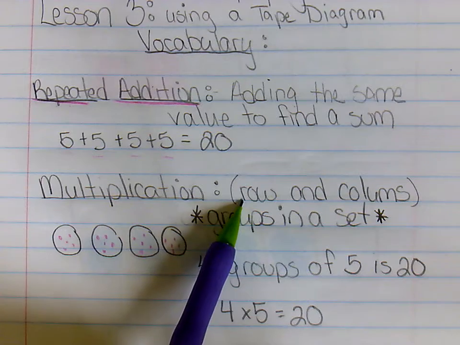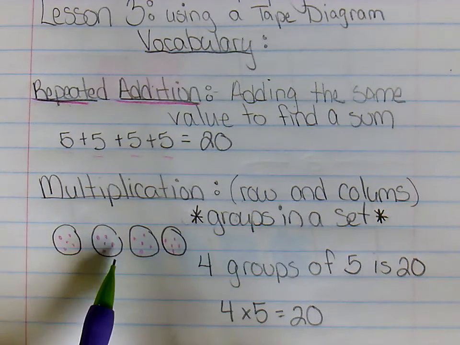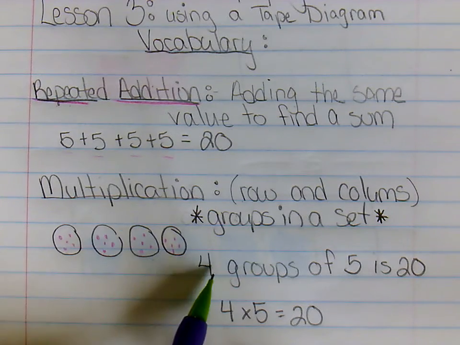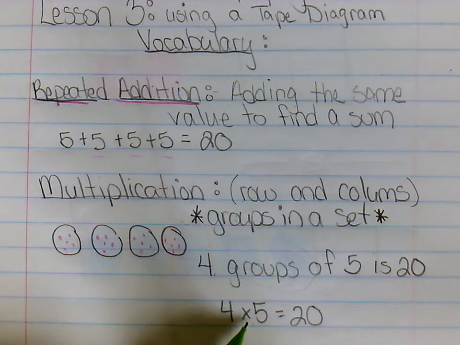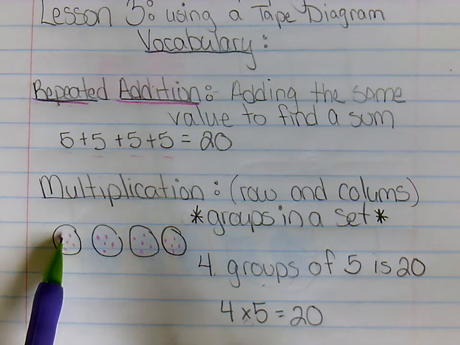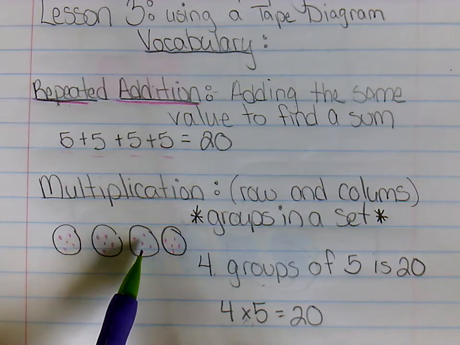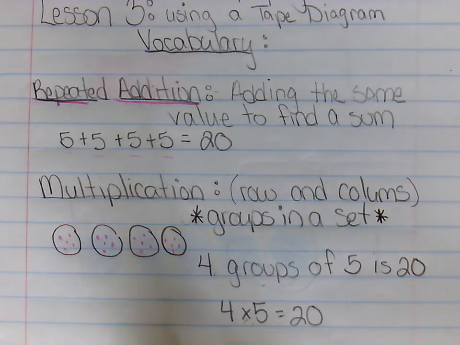And we used to know it as rows and columns. And then later on, we talked about groups in a set. So here I have how many groups? 1, 2, 3, 4. I have 4 groups of, and remember, groups of is what our multiplication symbol speaks about. So we have 4 groups of 5. And again, 5, 5, 5, and 5. So 4 groups of 5 is 20, or 4 times 5 is 20.